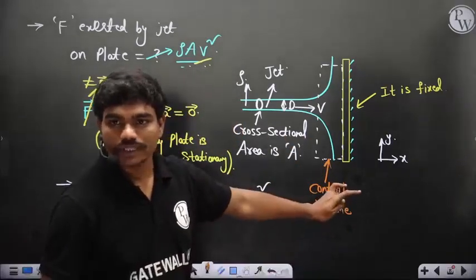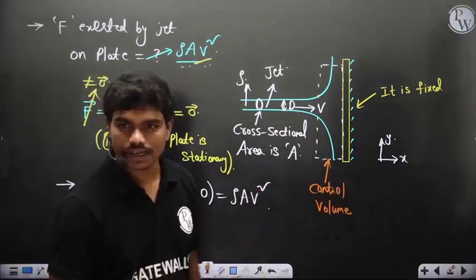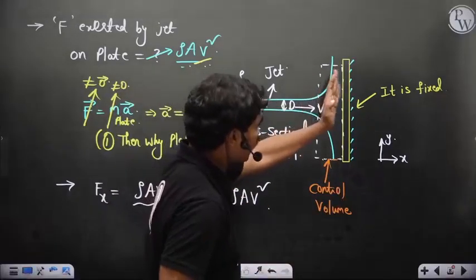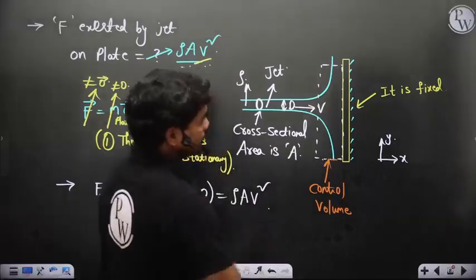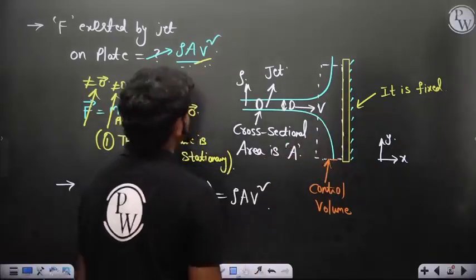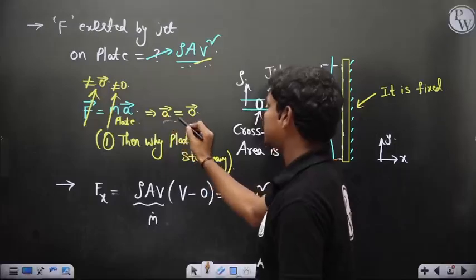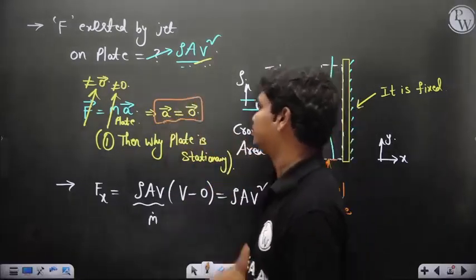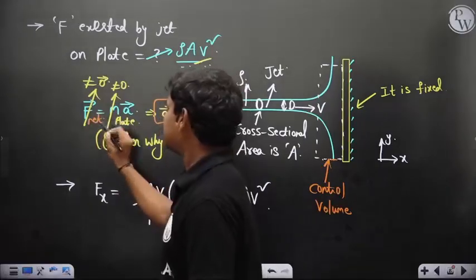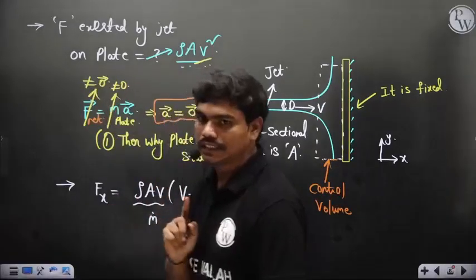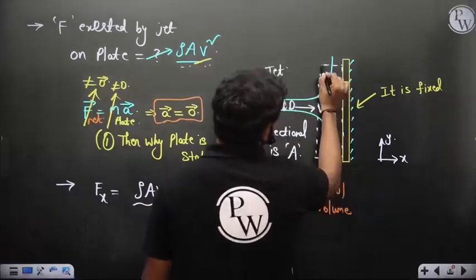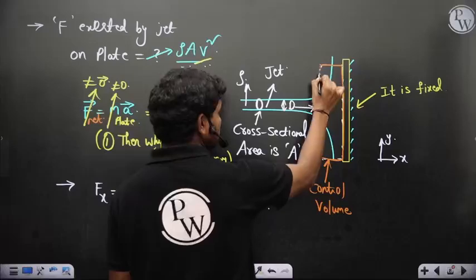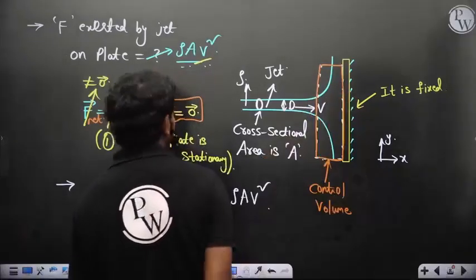Change in momentum of the control volume is action and the force exerted by the plate is reaction. Correct. So this is the control volume, always attached to this plate. But this plate is fixed, it's not moving. So as per this, acceleration is 0. If acceleration is 0, F net should also be 0. Whatever force acts on this control volume is nothing but the force acting on this plate, because they move together.